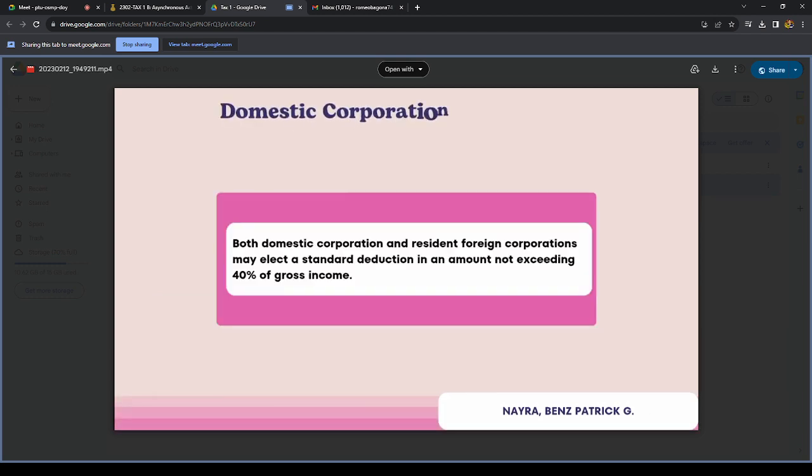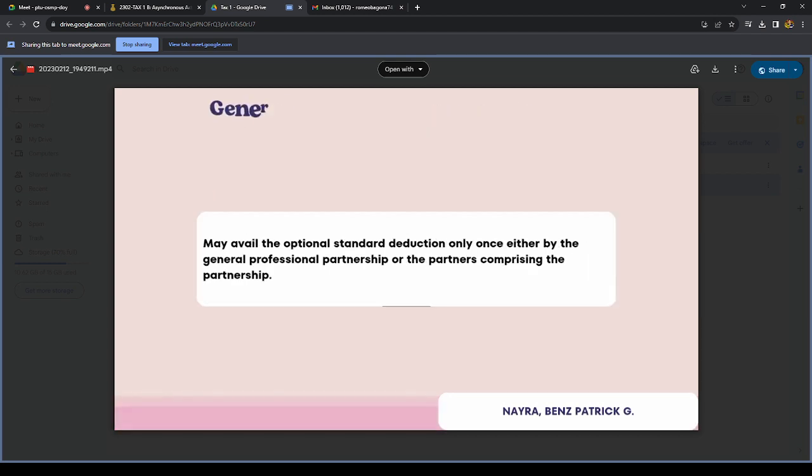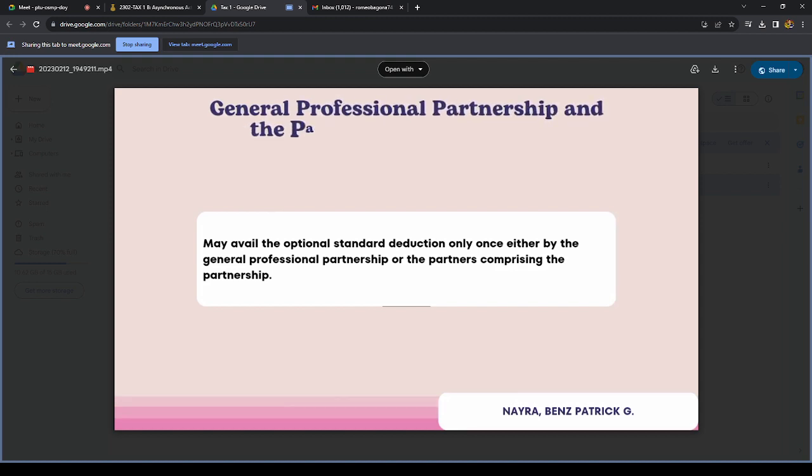On the other hand, domestic corporations and resident foreign corporations may elect a standard deduction in an amount not exceeding 30% of gross income. And lastly, a general professional partnership and the individuals comprising such partnership may avail of the optional standard deduction only once, either by the general professional partnership or the partners comprising the partnership.